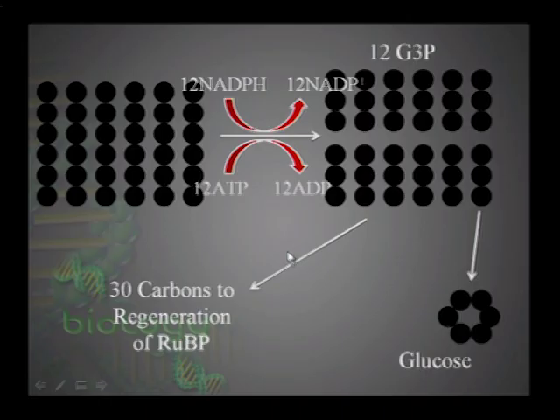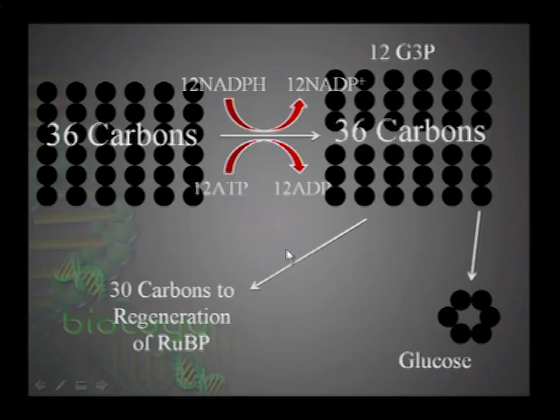So we're going to start with 36 carbons. They're going to be still 36 carbons, just in a different form. Instead of 6 carbon molecules, they're going to be 3 carbon molecules. 6 of those will be diverted off into a pathway to make glucose, and the remaining 30 carbons will be used to regenerate RuBPs.